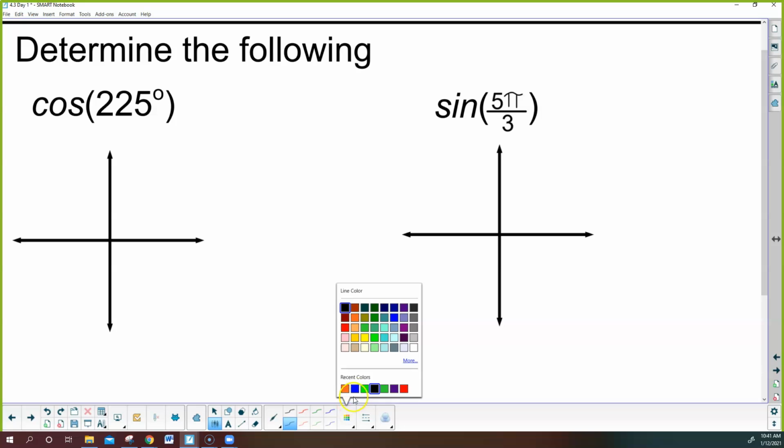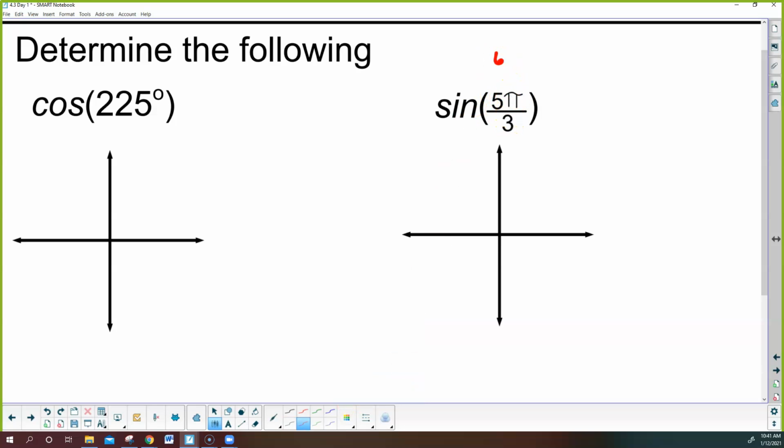So here's what I'm thinking. I've got 5π/3. Well, what if it was 6π/3? Isn't that the same as 2π? So if I go all the way around the circle, that's 2π or 6π/3. But I want to be one less than that. I want to go a third pi less than that. So this red angle is 5π/3.